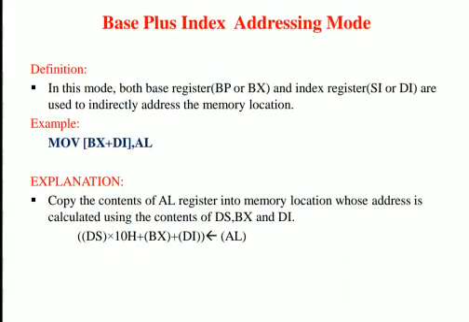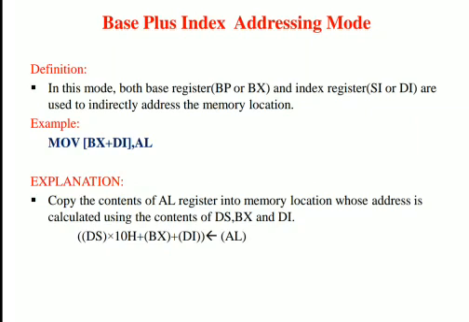Then the next addressing mode is base plus index addressing mode. In this mode both base register and index register are used to indirectly address the memory location. That is, the direct memory locations, the physical or offset address, are not directly given in the instruction. They are specified in base register plus index register. Base plus index means it is a combination of base register as well as the index register. See the example, MOV [BX+DI], AL.